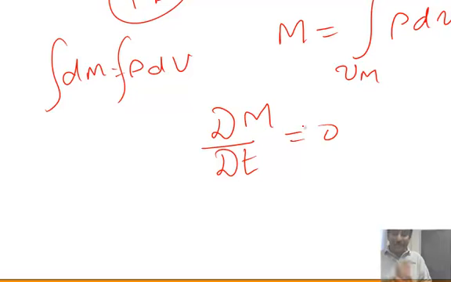The definition for d/dt here is the derivative following the motion of that particular material volume. It doesn't change because nothing can enter, nothing can leave that particular material volume. So, by definition, dm/dt is equal to 0.